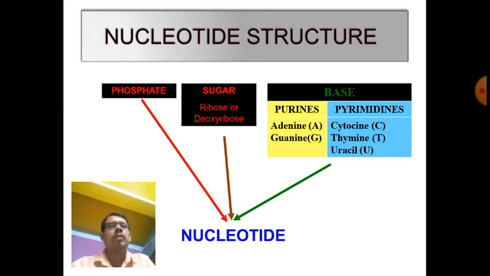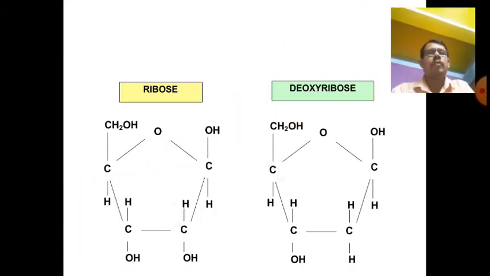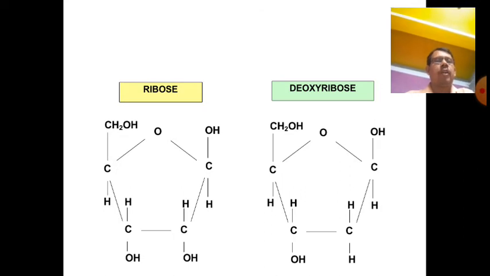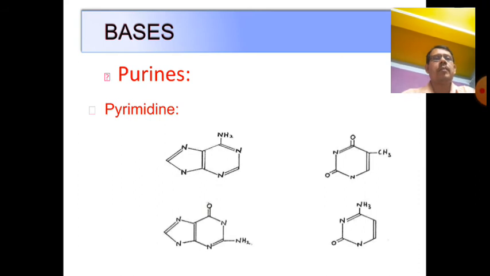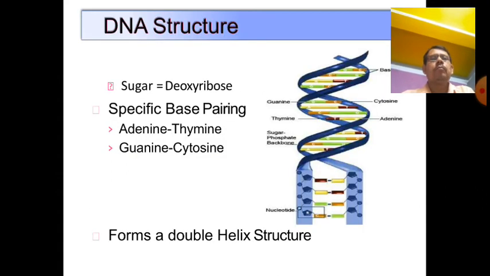Nucleoside structure: phosphate, sugar (ribose, deoxyribose), and bases: purine (adenine, guanine), pyrimidine, ultimately forming nucleotides. The difference between ribose and deoxyribose sugar is that at the 2 prime position, deoxyribose is devoid of oxygen. Purine bases: adenine pairs to form with thymine, and cytosine with guanine.